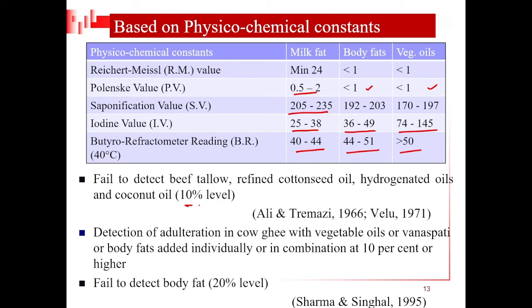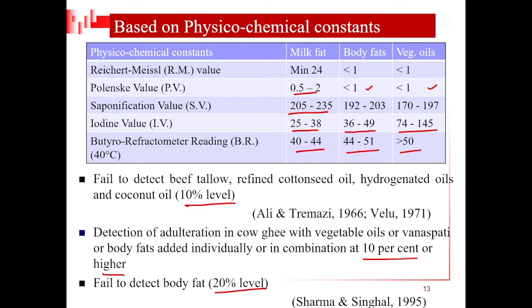Okay, so here we can see that tallow, refined cottonseed oil, hydrogenated oil and coconut oil cannot be detected at a level lower than 10%, and detection of adulteration in cow ghee with vegetable oil, vanaspati or body fat added individually or in combination at 10% level or higher is possible, but it fails to detect body fat at levels below 10%. So at a level less than 10%, vegetable oils are not detectable by these different physicochemical constants.